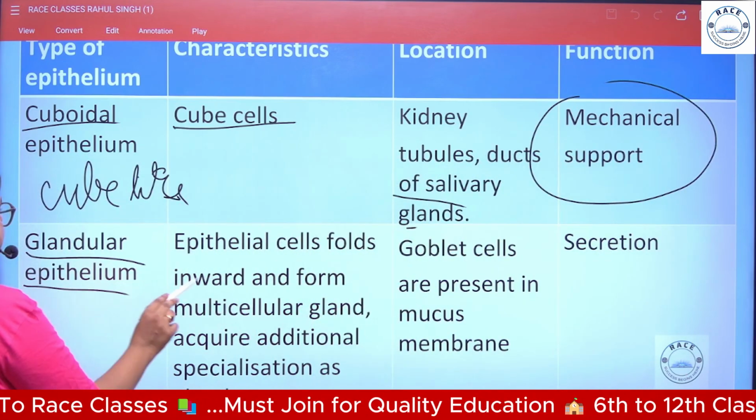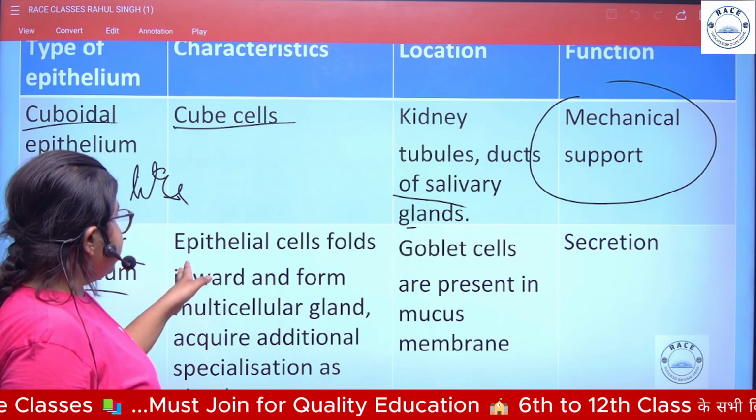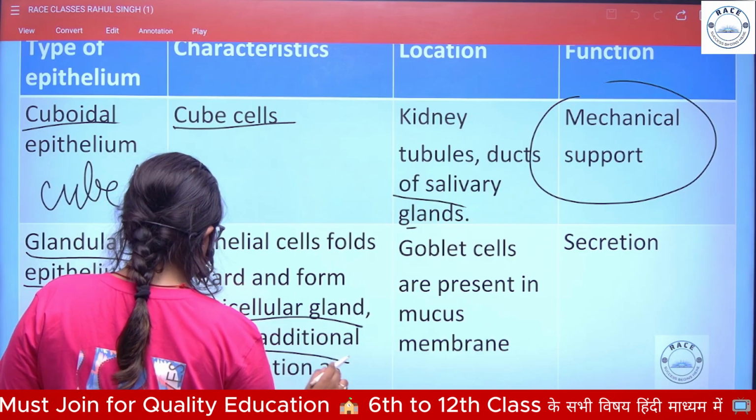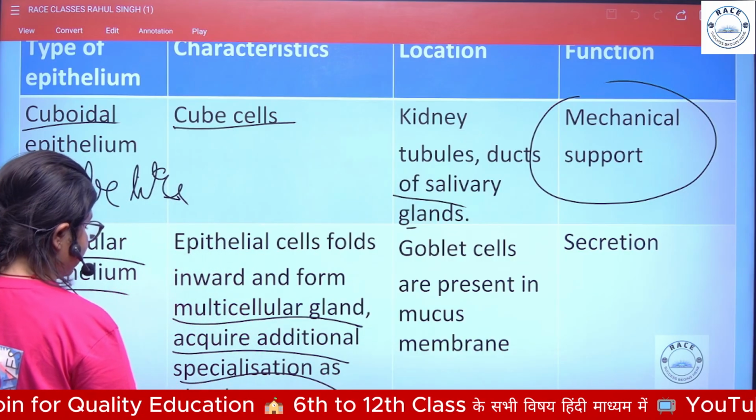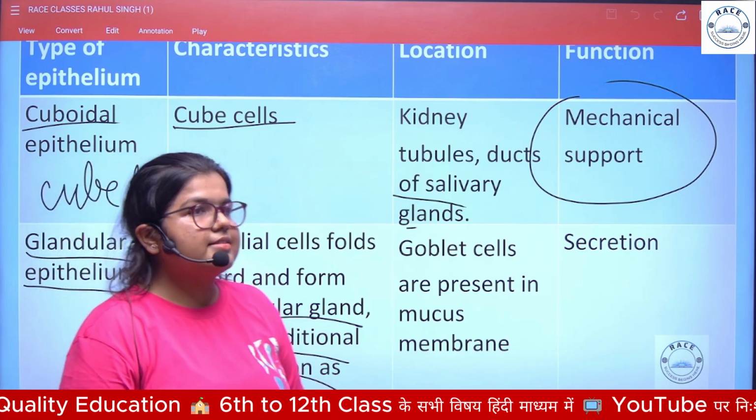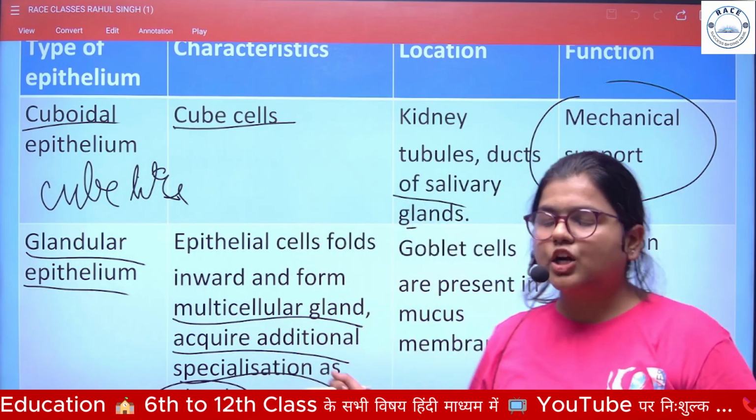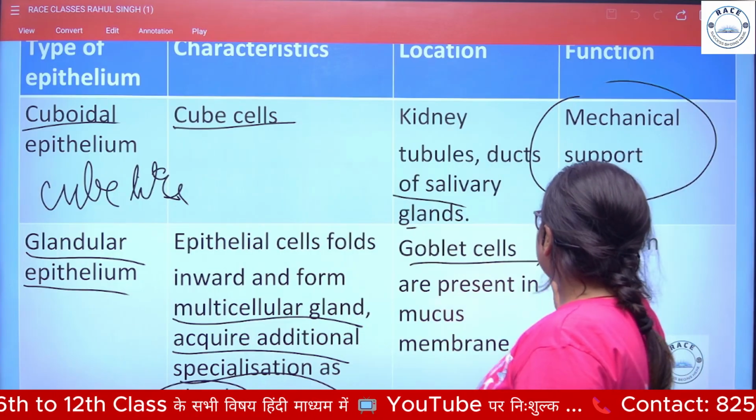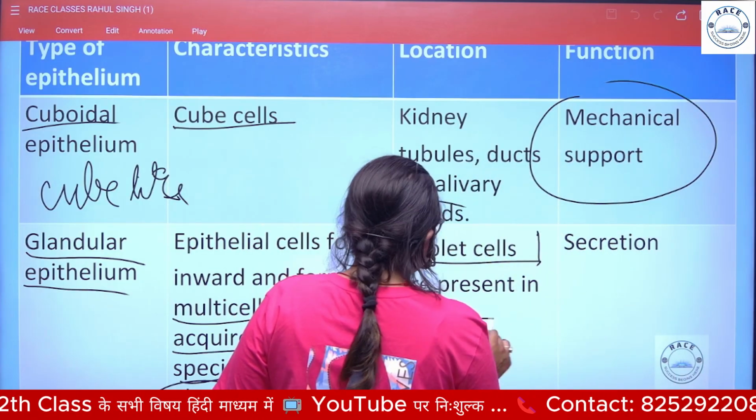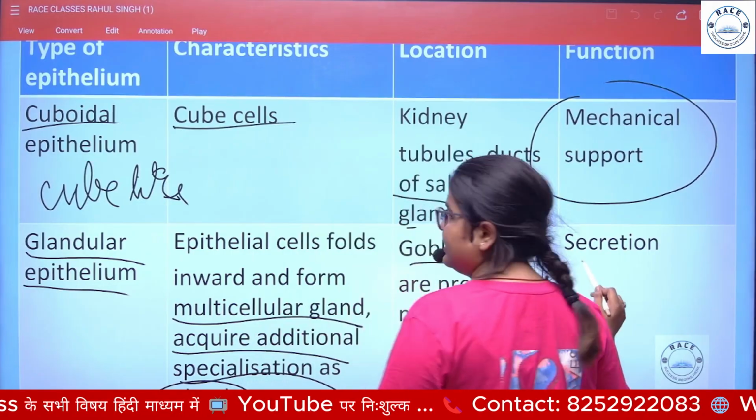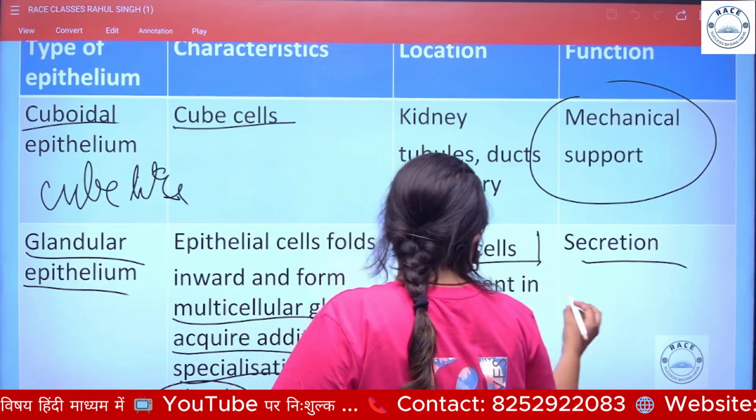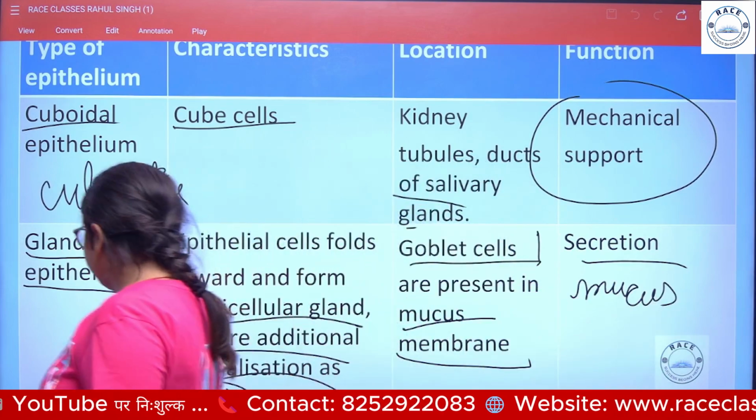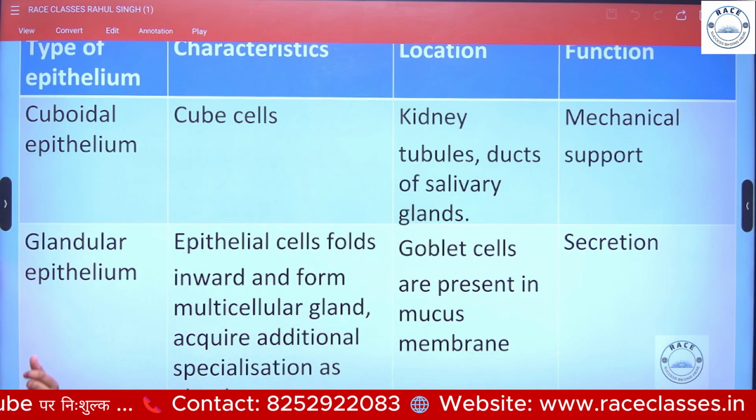Glandular epithelium. Epithelium cells fold inward and form a multicellular gland, acquiring additional specialization as glands. So whenever these cells function as glands, they are known as glandular epithelium. The examples are goblet cells, which are present in the mucous membrane and help in secretion of mucus. Mucus is usually secreted in the stomach.